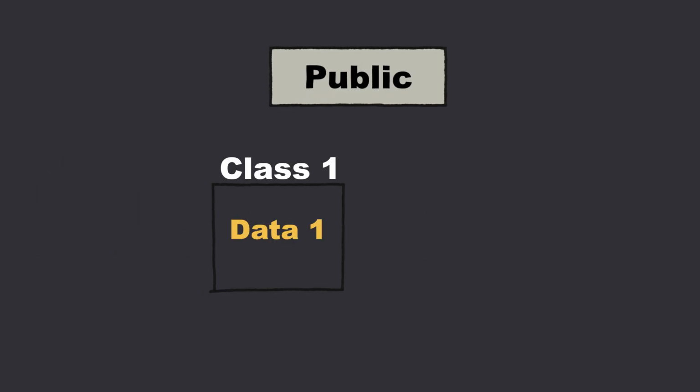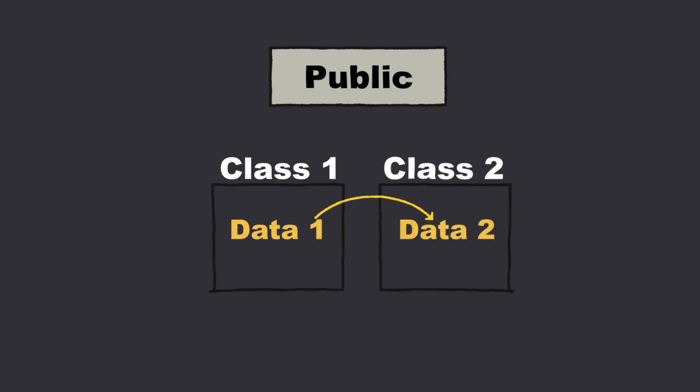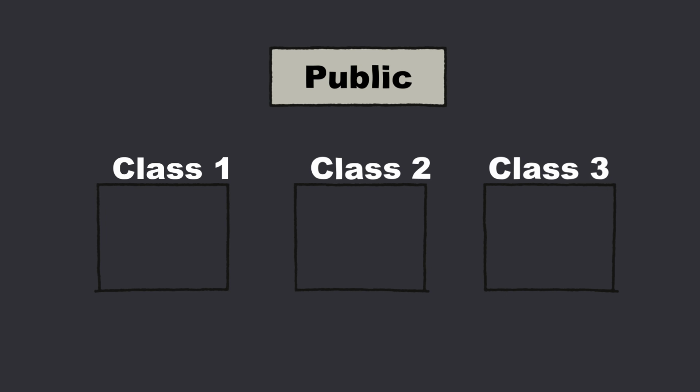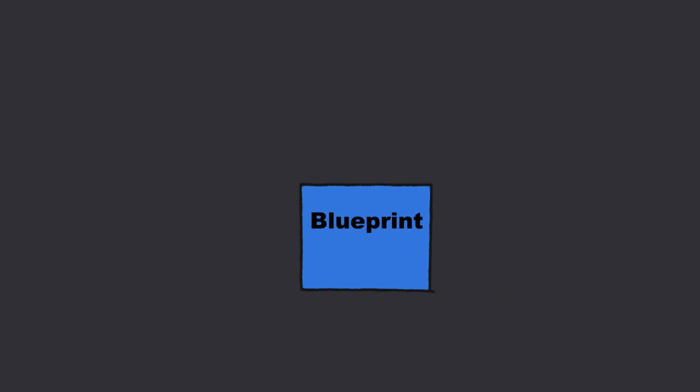Public. Variables or methods marked as public are accessible from anywhere in the program. They can be used and modified freely by other parts of the code. Public members are essential for interaction between different parts of a program. Abstract. Abstract classes are classes that cannot be instantiated or created directly. They serve as blueprints for other classes and may contain abstract methods or methods with no implementation.